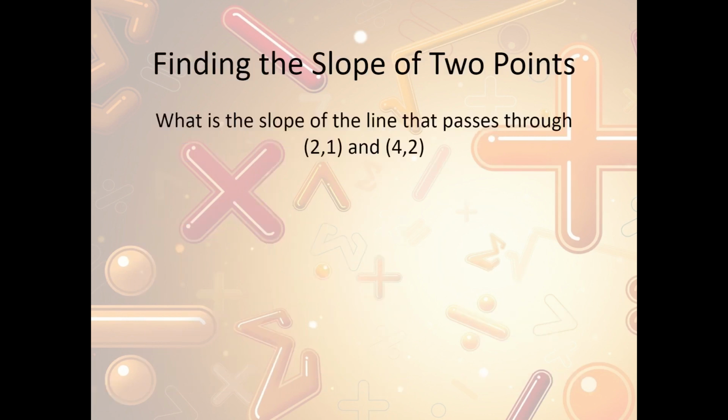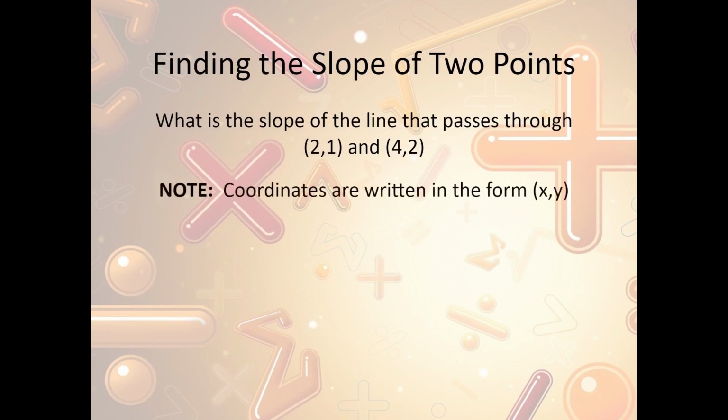Now, what if I'm given 2 points and asked to find the slope? Well, first thing we need to remember is that coordinates are written in the form x and y, right? So the x goes first and the y goes second. And that slope is the change in the y over the change in the x. So what we're going to do is we're going to take these points and we're going to subtract the y values and put that as my numerator, and subtract the x values and put that as my denominator. So when I do that, I get 1 minus 2.